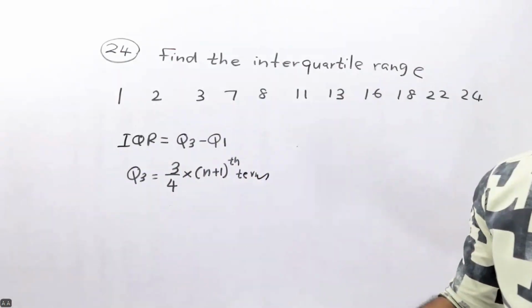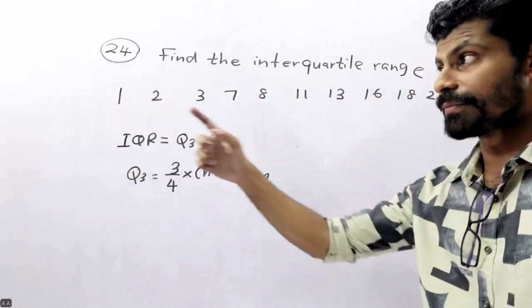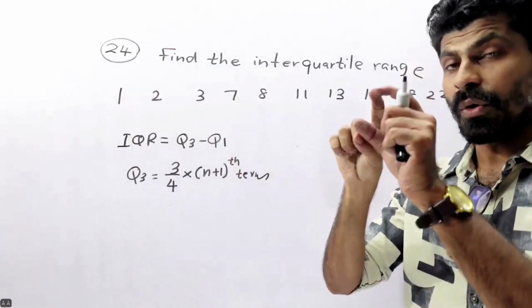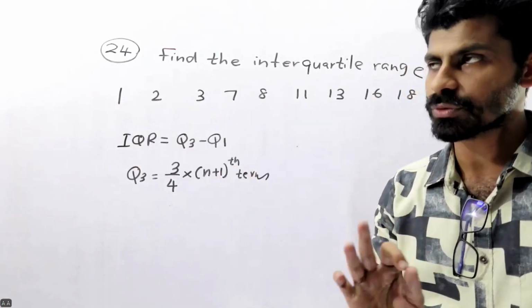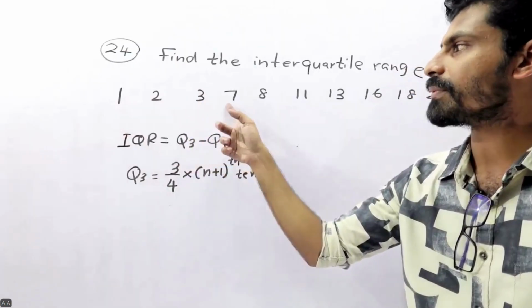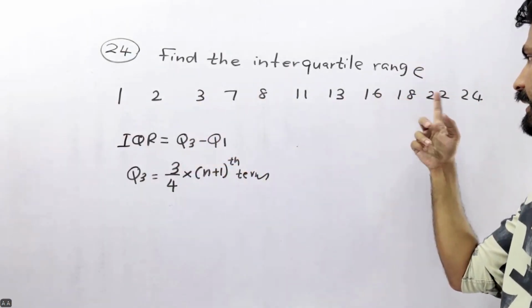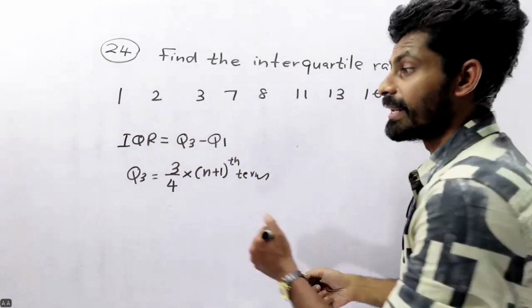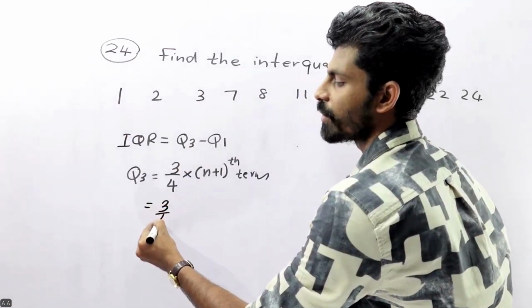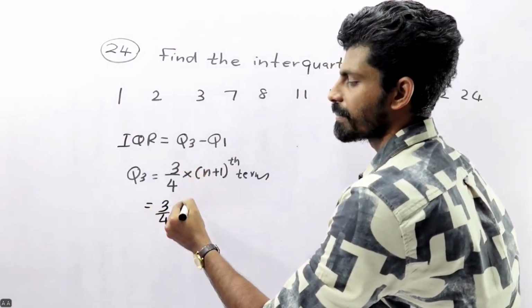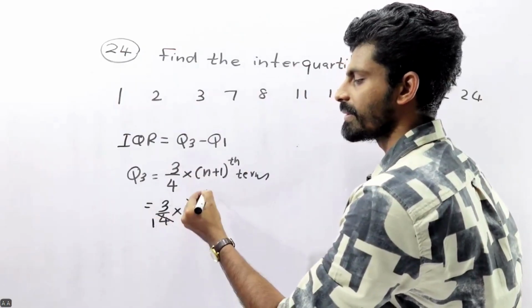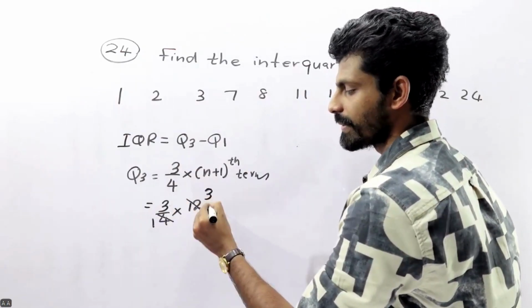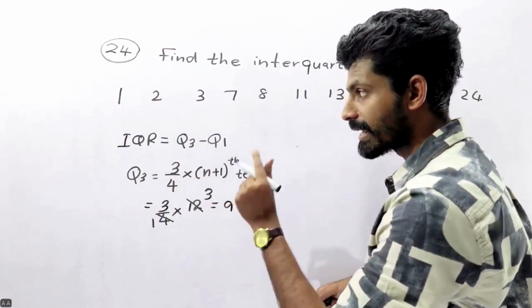n means how many numbers are there? First, you need to order the data into ascending or descending order. 1, 2, 3, 4, 5, 6, 7, 8, 9, 10, 11. 11 numbers are there. 3 over 4, 11 plus 1 equals 12. 12 divided by 4 is 3. 3 into 3, the 9th term.